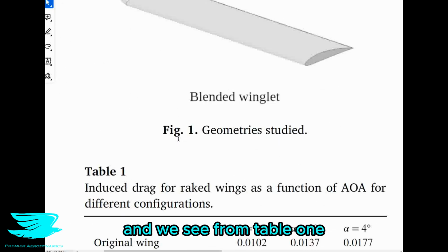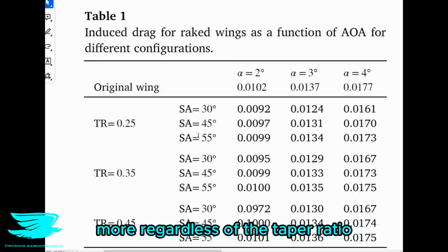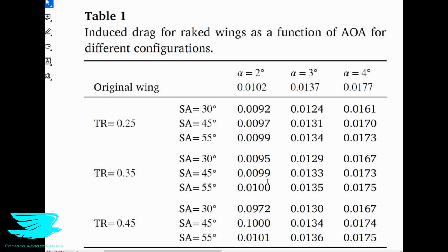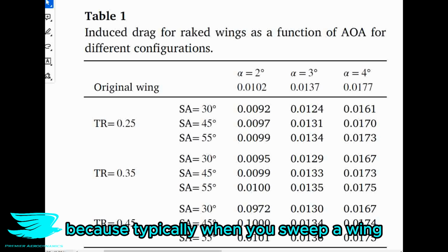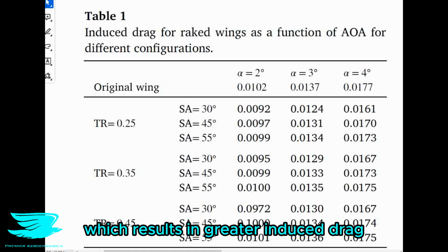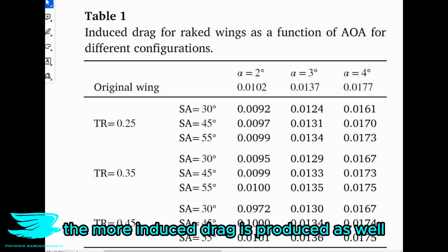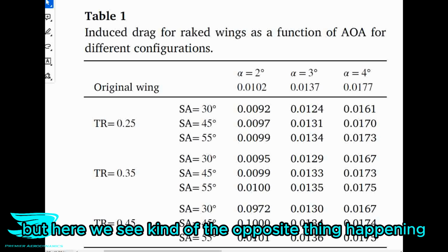And we see from table 1 that generally speaking, sweeping the wingtip more, regardless of the taper ratio, always increases the induced drag. So here we see increasing the taper ratio, increasing the sweep angle, increasing the induced drag, etc. And that kind of makes sense because typically when you sweep a wing, more lift is produced at the wingtip, which results in greater induced drag. Now, it seems like the greater the taper ratio though, the more the induced drag is produced as well. Now that is a little interesting because a greater taper ratio is usually beneficial for induced drag, but here we see kind of the opposite thing happening.